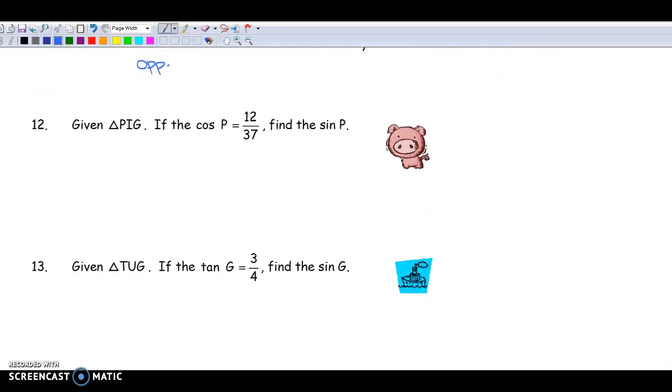All right, and then we've got these two problems and then we're done. I know these are long notes. So for this one, you've got the cosine of angle P is 12 over 37. Find the sine of P. What you're going to want to do is draw a picture.